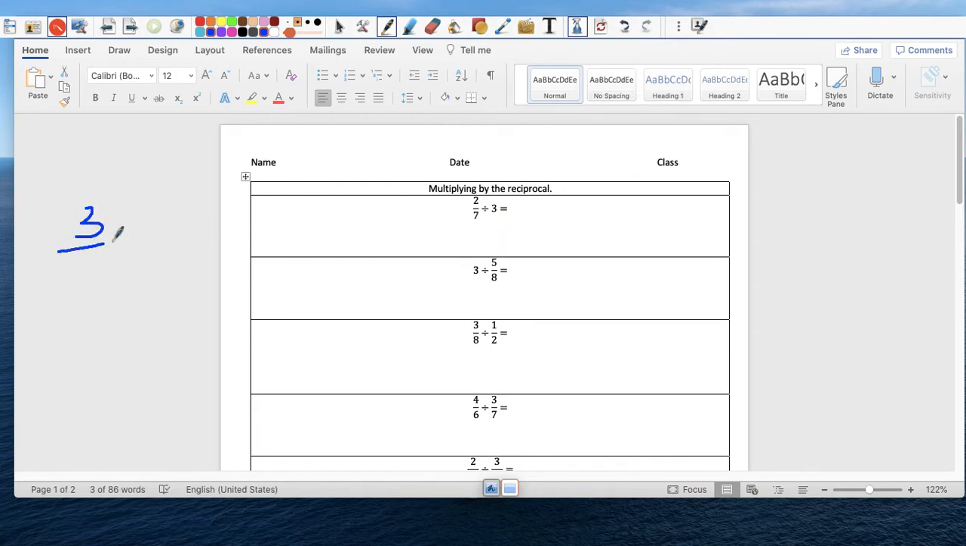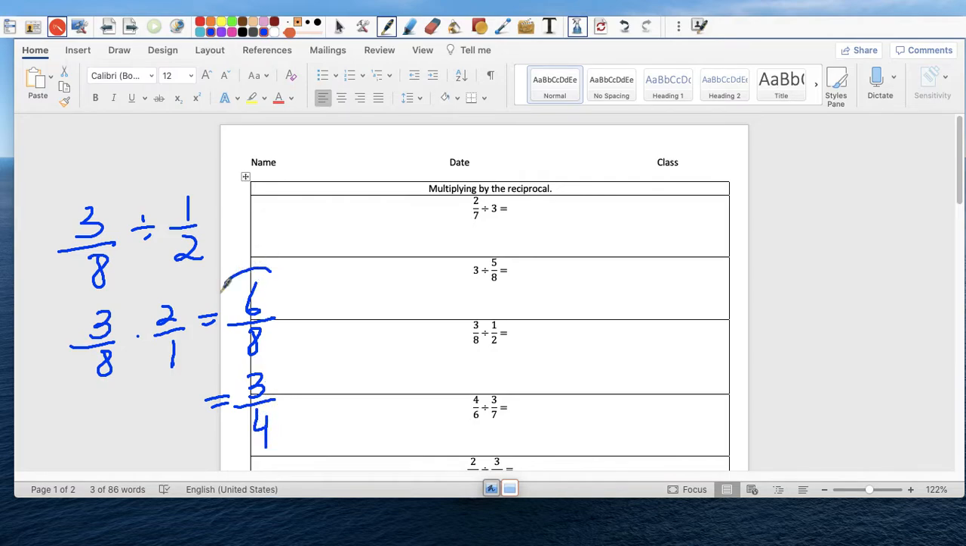3 over 8 divided by 1 over 2. So it's nice and easy. 3 over 8 times 2 over 1. And we get 3 times 2 is 6, and 8 times 1, which is 8. Those of you who are familiar with simplifying, you can simplify to 3/4. This is okay, but eventually we want to get to that, and we'll work on this on Monday, okay?